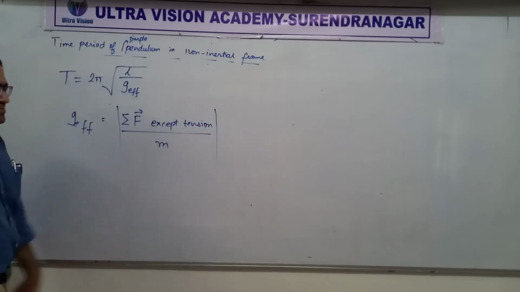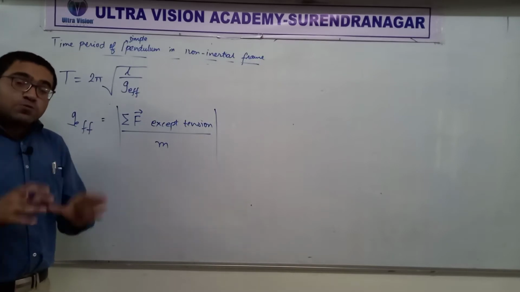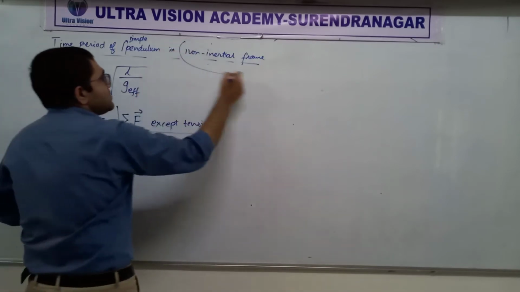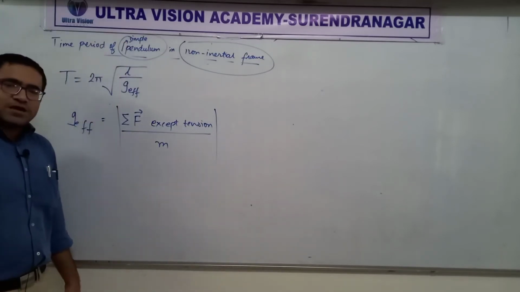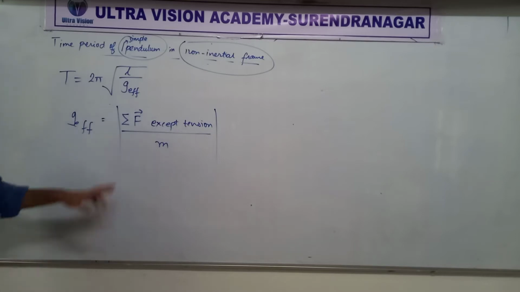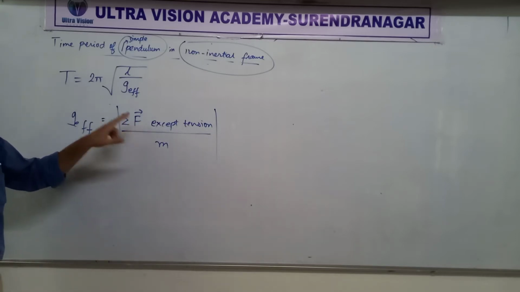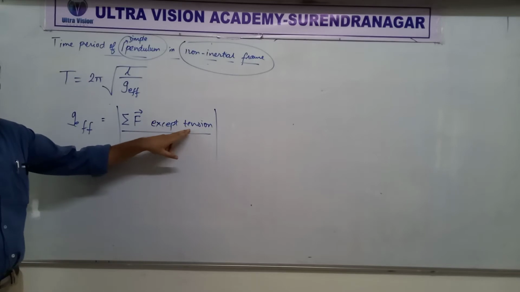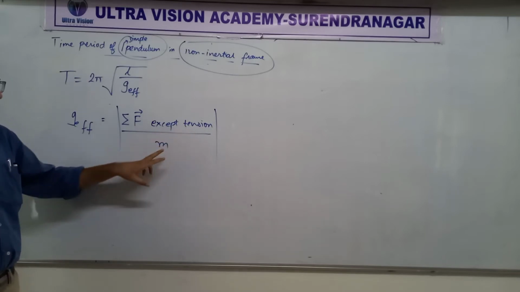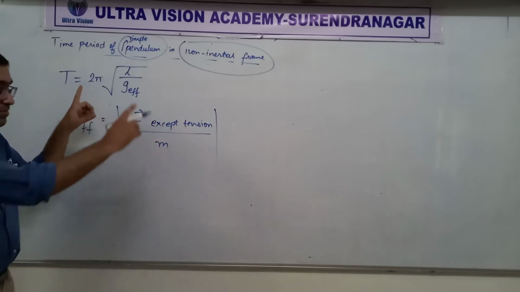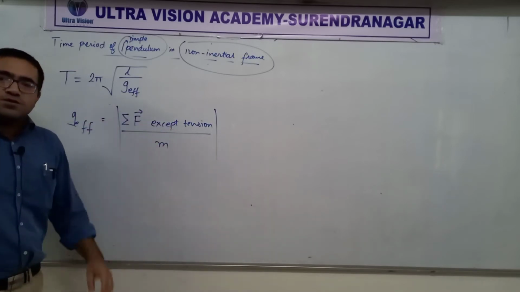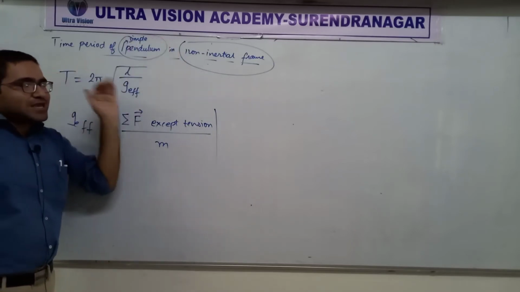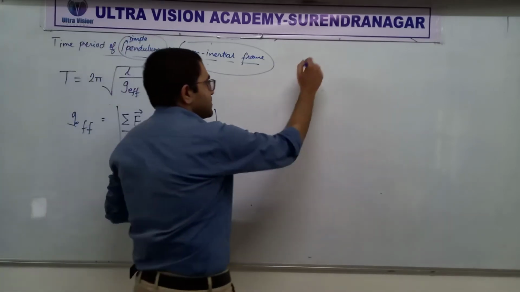I know this might sound like such a weird thing, but this is a very good way to use just one formula for all such cases whenever you have the simple pendulum in non-inertial frame. Right? Sigma F, that is total force, except which force? Except tension. And then divided by mass and then take a modulus. Magnitude, remember, modulus or magnitude. So let's see how this works in various cases.